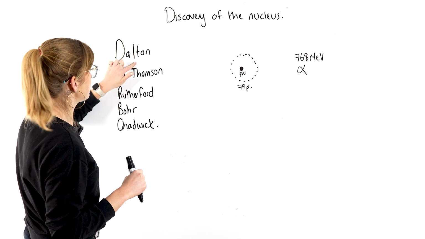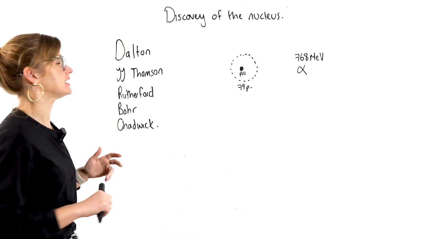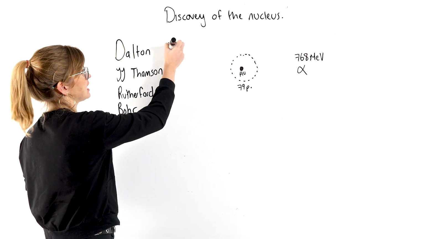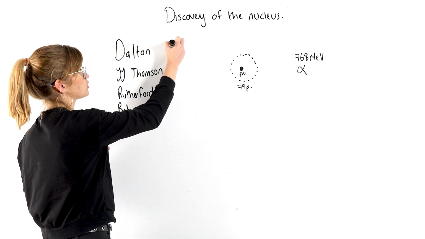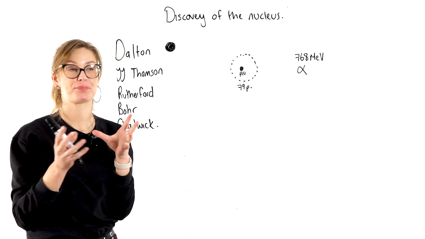So hopefully we remember from our GCSEs that Dalton was the first man to come along, our first scientist. He said that he thought that atoms were basically just a sphere. Okay, so you think about a football or sphere. He just thought they can't be divided into anything smaller, they're just solid spheres, like a football.